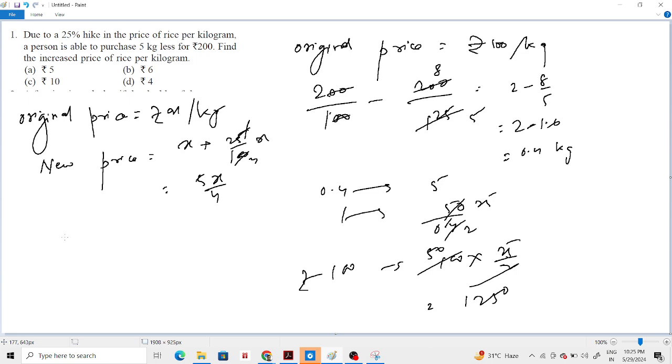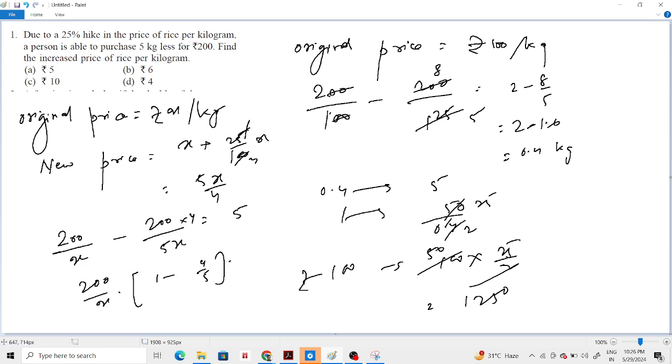Now see, with rupees 200 he is getting 5 kg less, so 200 divided by the original price which is X, minus 200 divided by the new price which is 5X by 4, equals 5 kg. If I take 200 by X common, I will get 1 minus 4 by 5, which is 1 by 5. So 200 by X into 1 by 5 equals 5, and that is going to give me 200 by 25X, and X is going to be 8.